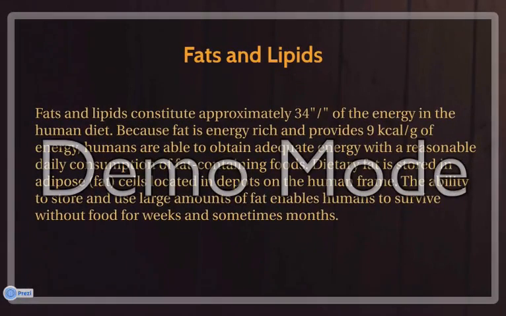Fats and lipids. Fats and lipids constitute approximately 34% of the energy in the human diet. Because fat is energy rich and provides 9 kilocalories per gram of energy, humans are able to obtain adequate energy with a reasonable daily consumption of fat-containing foods. Dietary fat is stored in adipose, or fat cells, located in depots of the human frame. The ability to store and use large amounts of fat enables humans to survive without food for weeks and sometimes months.